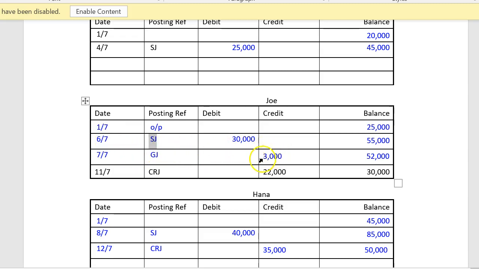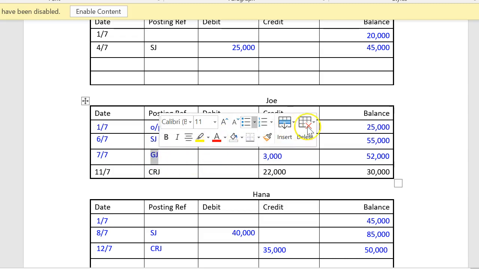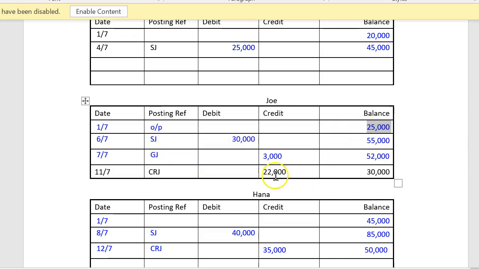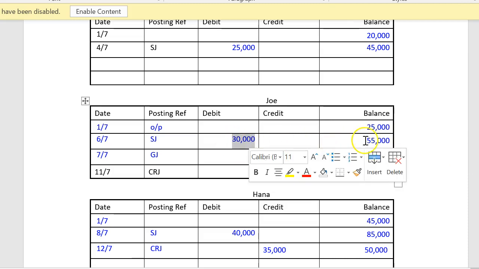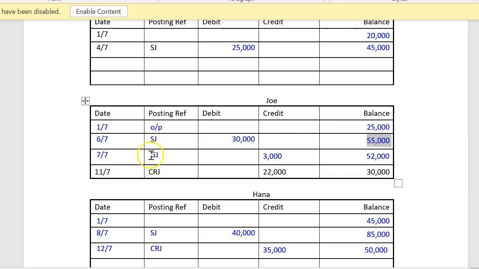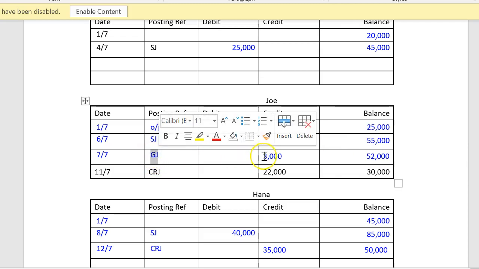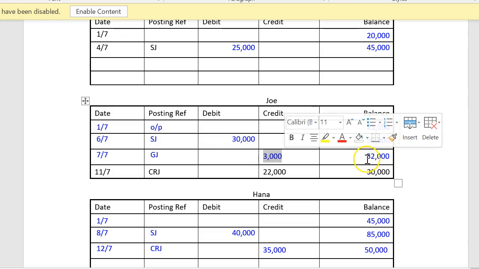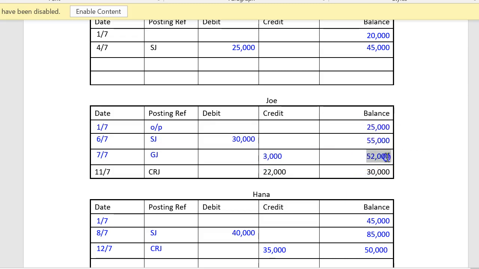And they received $3,000 worth of goods from Joe. That's a sales return, which is from the general journal. Okay, so the opening balance is 25. As a result of credit sales, it went up to 55,000. Sales return 3,000, and that brings the balance down to 52. They also collected $22,000 of cash from Joe. You have CRJ, that gives a balance of 30,000.